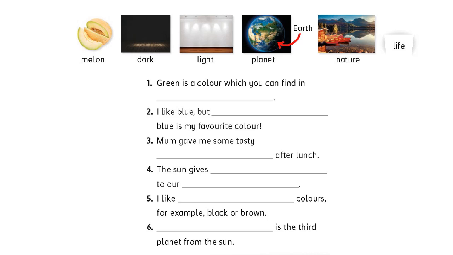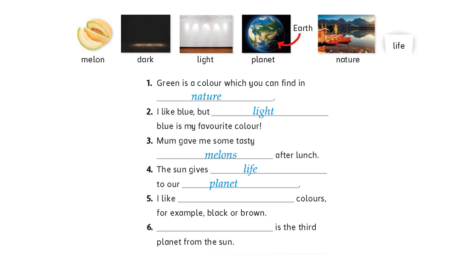Let's try to complete these sentences. Number one. Green is a color which you can find, of course, in nature. Number two. I like blue, but which blue is my favorite color? Here, I'll take light blue. Number three. Mom gave me some tasty melon after lunch. Number four. The sun gives life to our planet Earth.